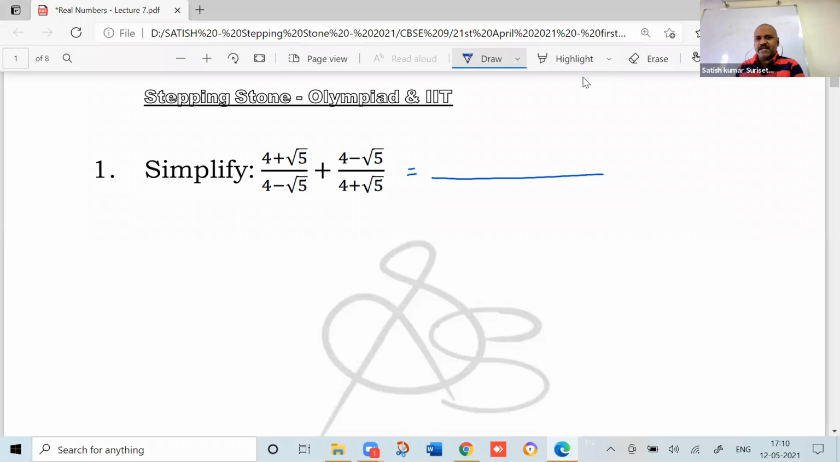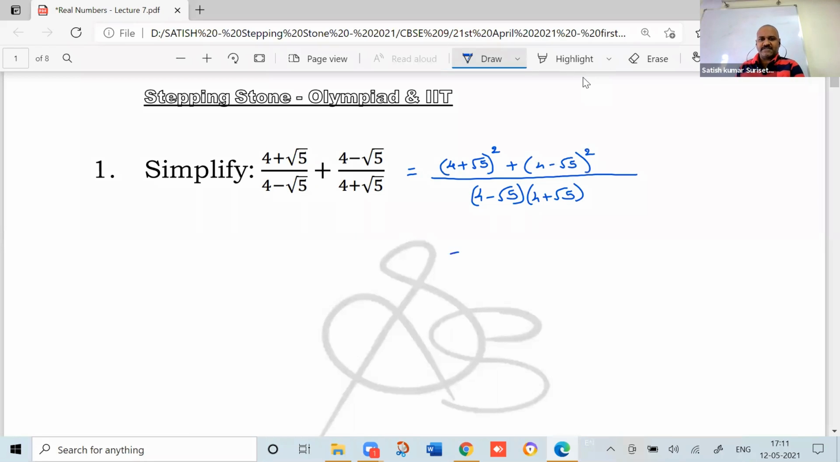So the LCM will now be (4 minus root 5) into (4 plus root 5). Now tell me the first term, what it will be now. (4 plus root 5) into (4 plus root 5), so (4 plus root 5) whole square, plus (4 minus root 5) into (4 minus root 5), so (4 minus root 5) whole square.